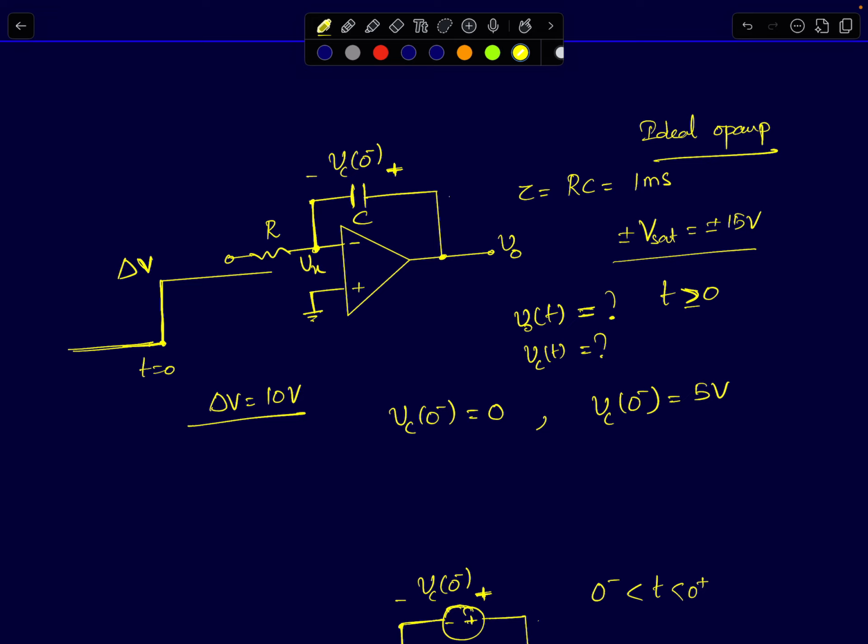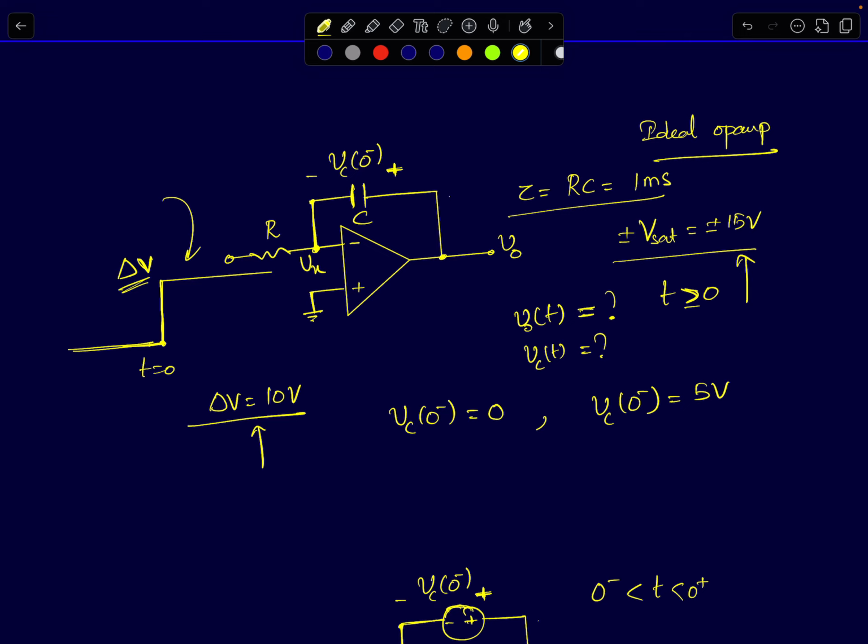So the circuit given to you is a simple ideal inverting integrator. A step input is applied to the circuit. The step magnitude is delta V. In this problem, delta V is given to be 10 volts. And the RC time constant of the integrator is 1 millisecond. Okay. And the saturation limit voltages are plus minus 15 volts. And the initial condition for the capacitor is given.